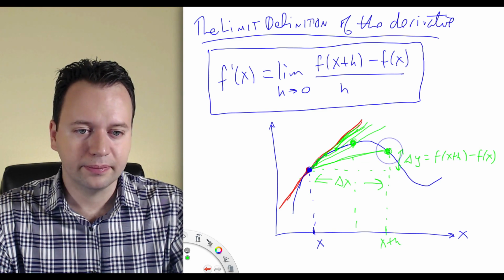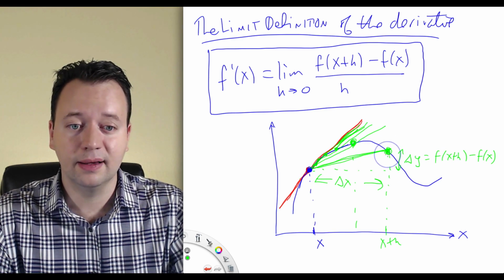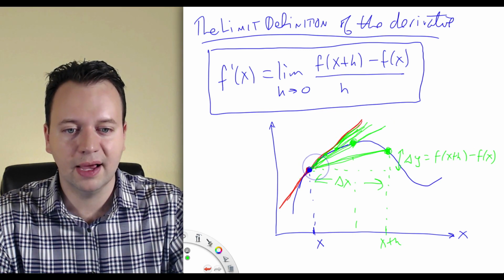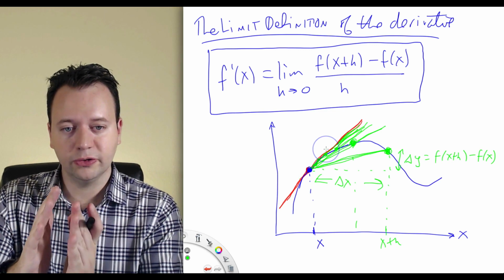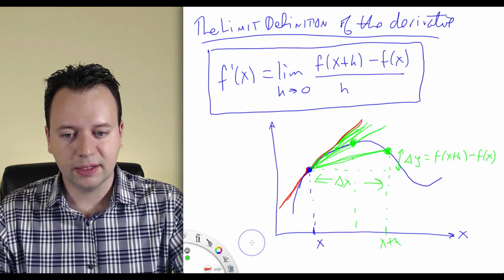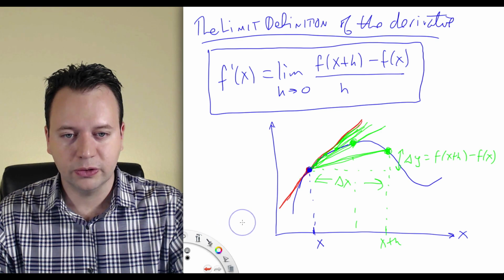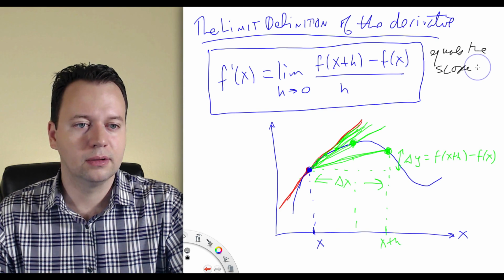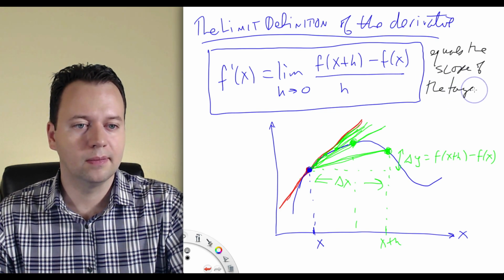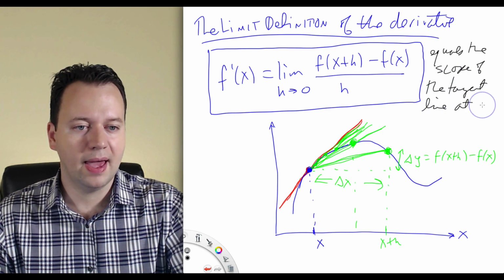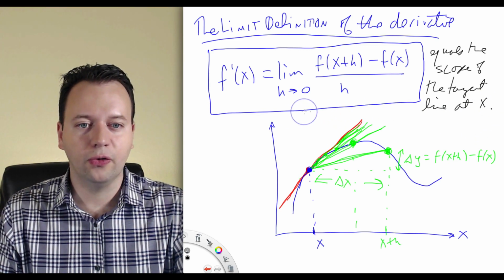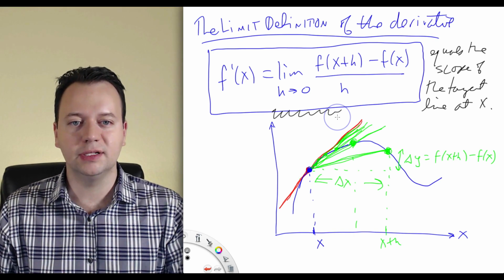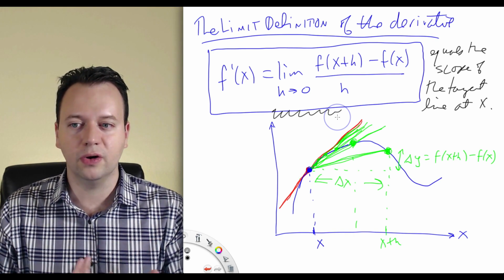So again, we have the slope of this secant line, smaller h gives us the slope of this secant line, smaller h the slope of this secant line, and those secant lines march closer and closer to the tangent line. So this, in turn, is equal to the slope of the tangent line at x. So this is the full force, real definition of the derivative. It's the limit as h goes to 0 of f of x plus h minus f of x over h.